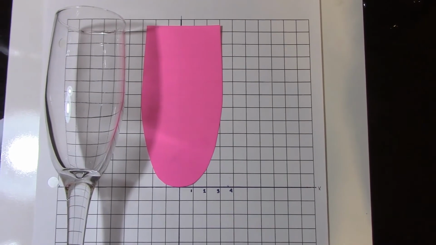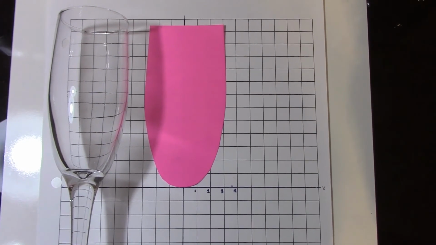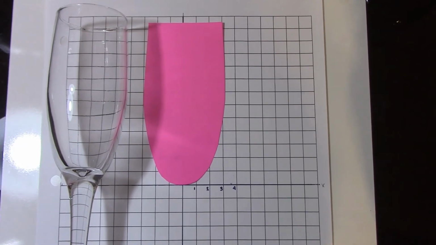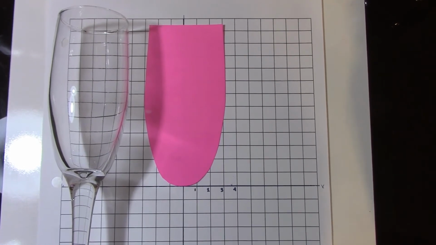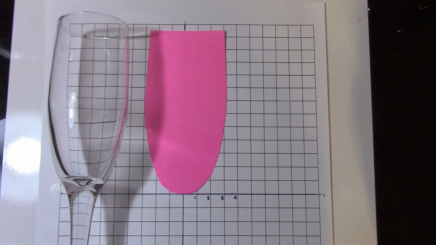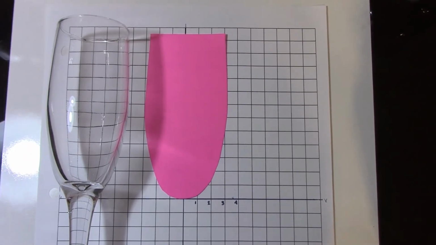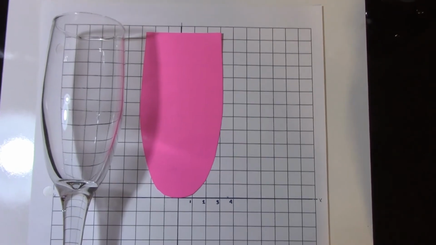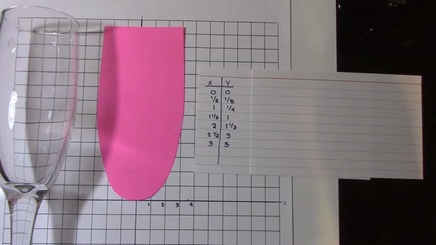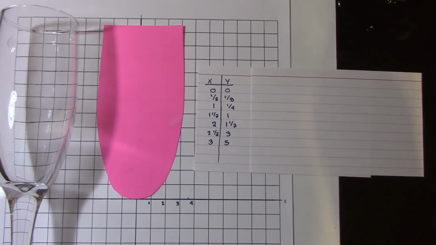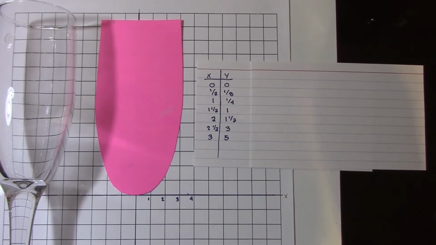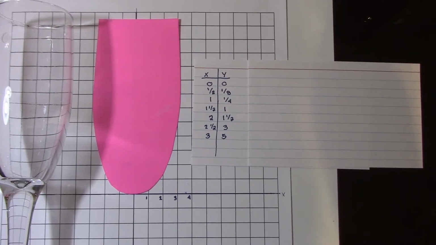For the second cup, I already traced the outline, and then I placed it so that the vertex is at the origin and the axis of symmetry is the y-axis, and from here I can read off my data points. Okay, here are the data points, and we see that the domain only goes to x equals 3, because then we get a vertical line.